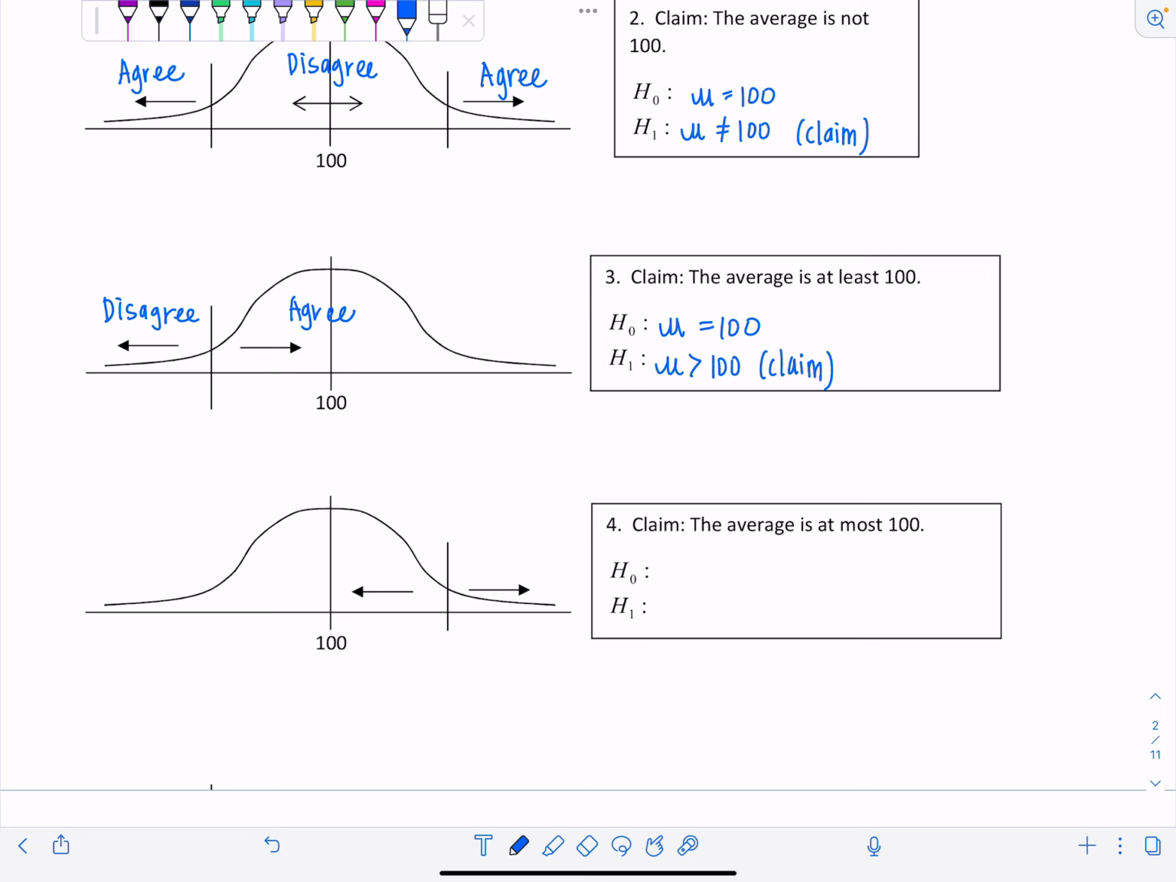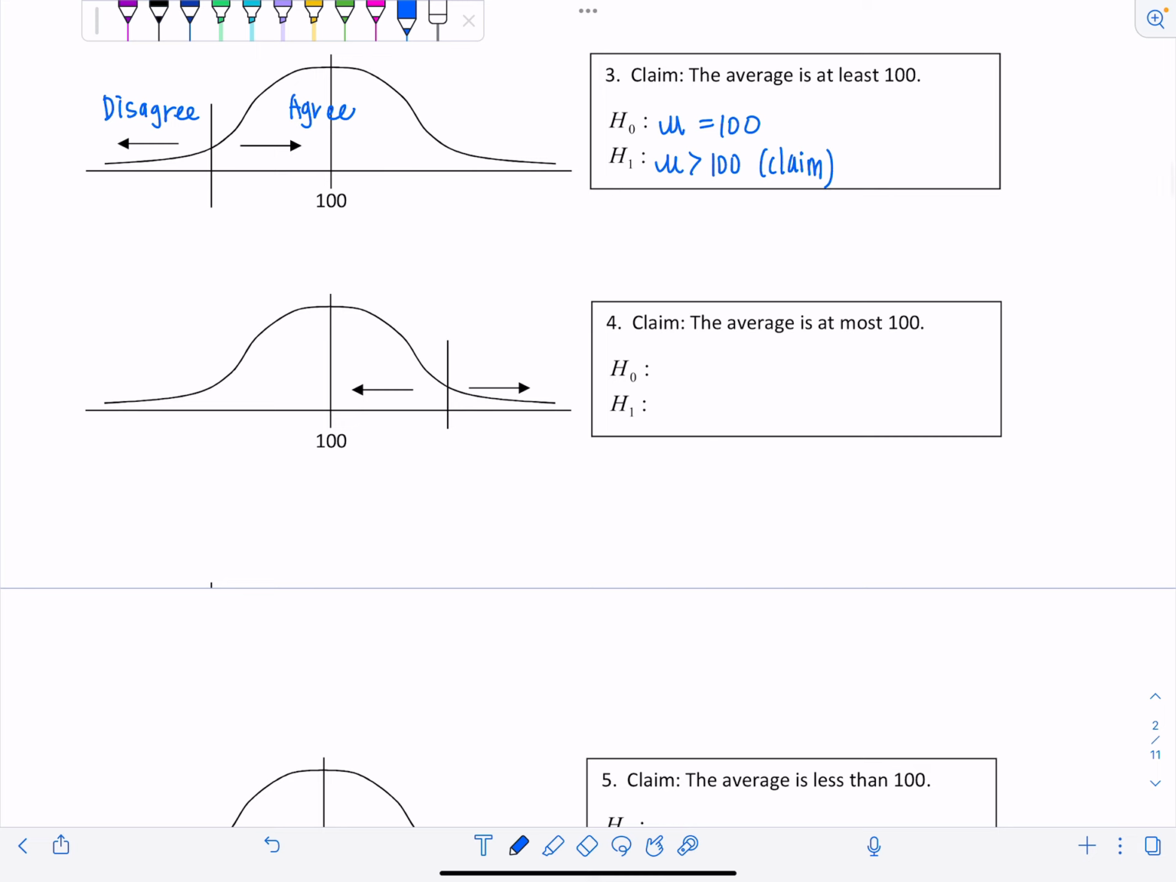Okay, here's another. The average is at most 100. At most is less than or equal to, so I'm just going to write mu is less than 100. That's the claim. The null is going to be mu equals 100. So where would you agree? Where would you disagree? Mu less than 100, and you give yourself some wiggle room for sampling error. If we get a sample mean anywhere in here, we're going to say, yeah, I think mu is less than 100. Maybe my sample has a mean just a smidge over 100. It's okay. But if you get a mean that's much larger than 100, then no, you're going to disagree with the claim.